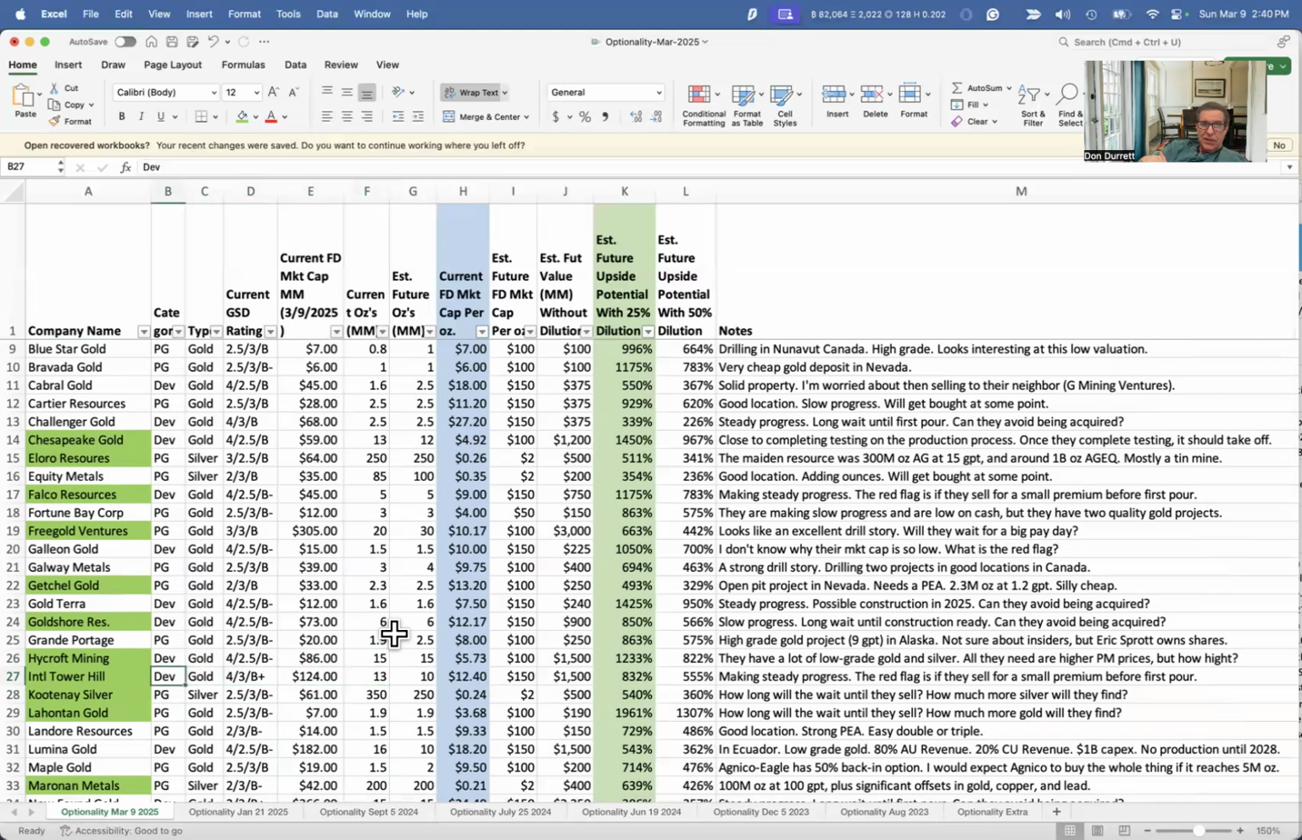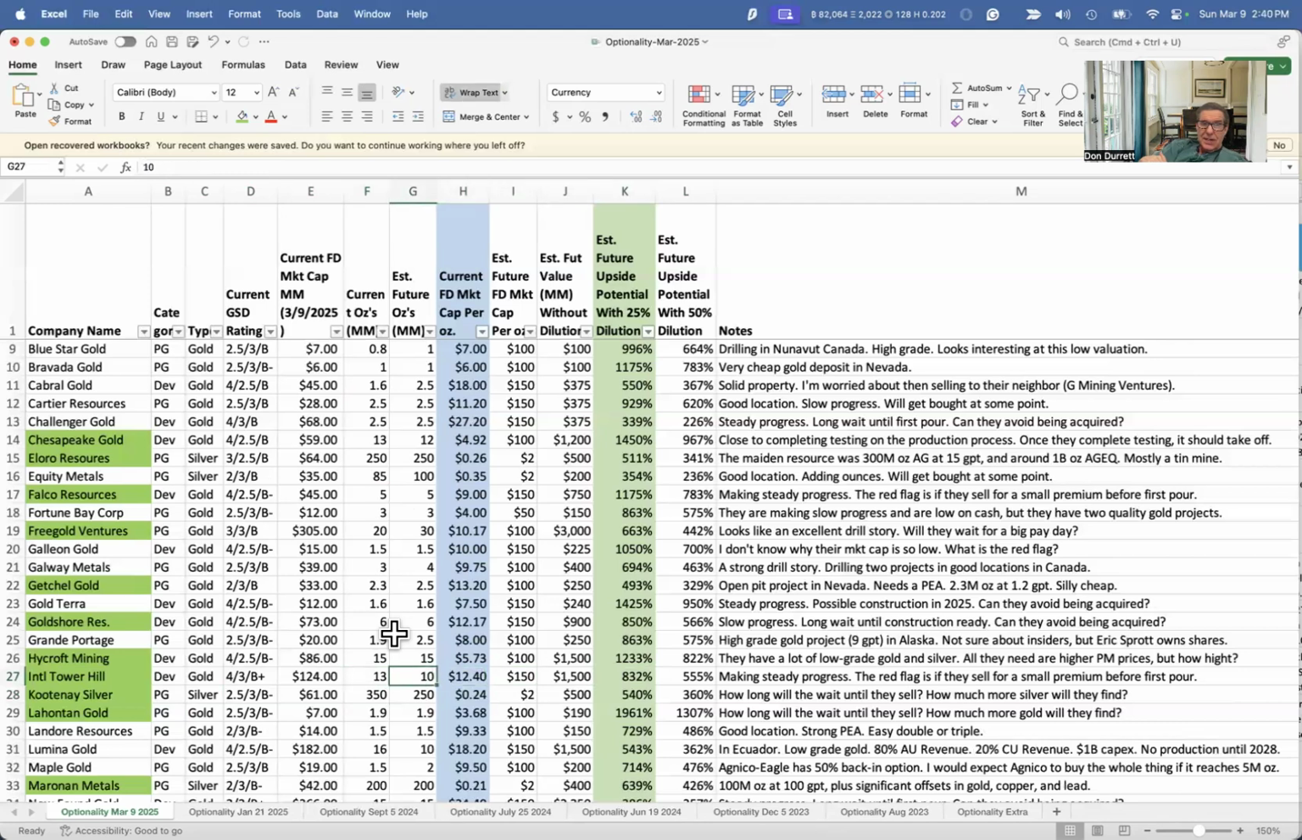International Tower Hill, big fan of this one. I'm valuing it at 10 million ounces. They have 13 million ounces of gold in a good location in Alaska. At 10, you're paying $12 an ounce. I think this could easily be popped to 200 because they're not selling. They're building this thing. But I'm only doing 150. I'm just showing you optionality as a sell, it's printed as an eight bagger.